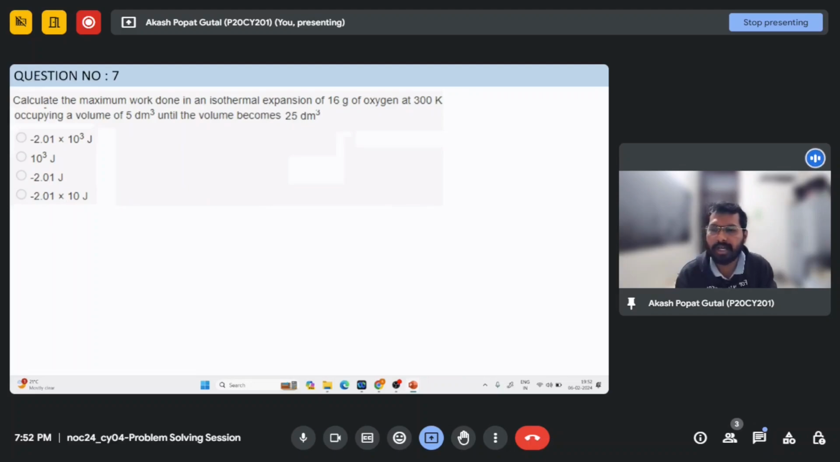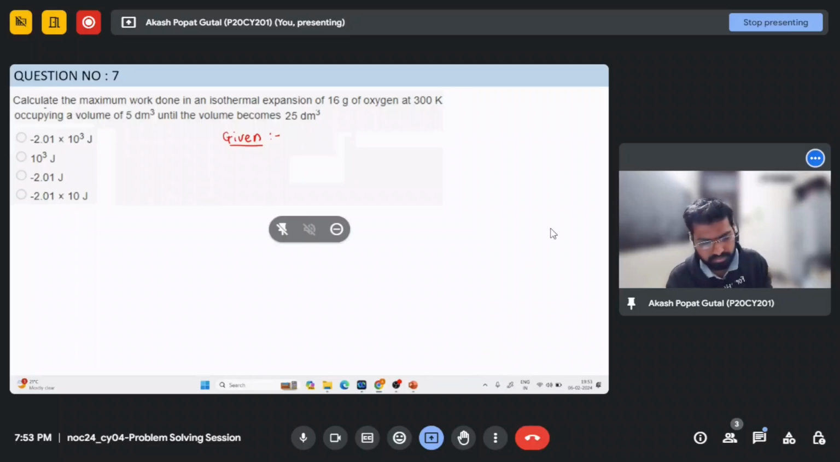So next question is calculate the maximum work done in an isothermal expansion of 16 gram of oxygen at 300 Kelvin, occupying a volume of 5 dm cube until the volume becomes 25 dm cube. This is about the maximum work done in an isothermal expansion. So I will extract the given. If you are able to calculate, you just put the answer in the comment section.